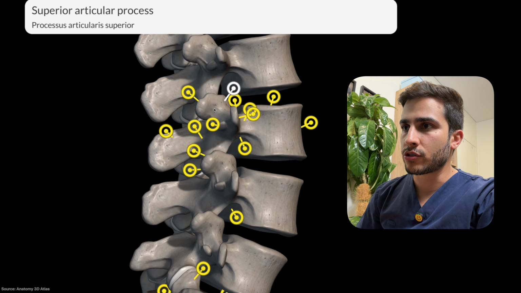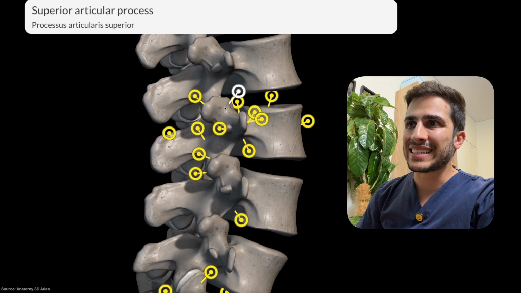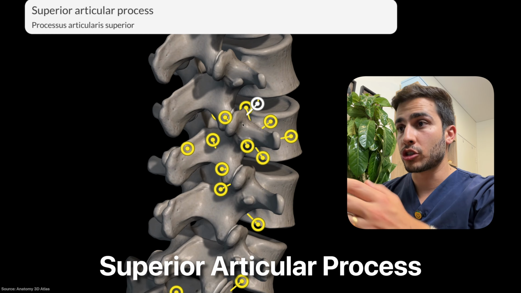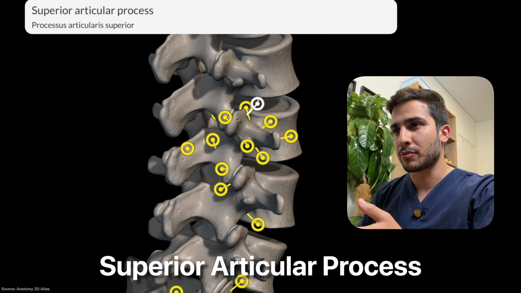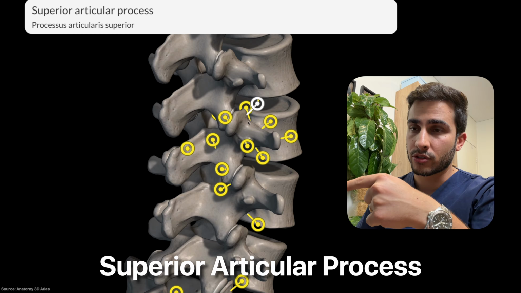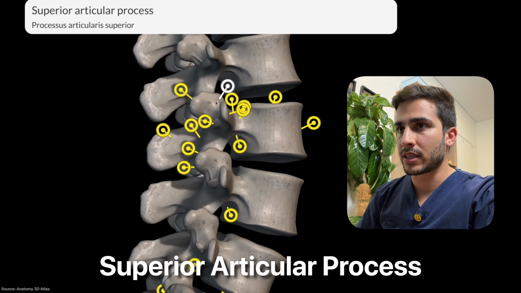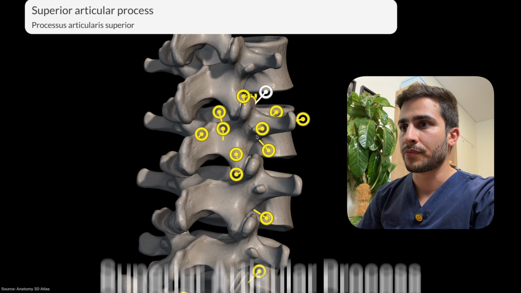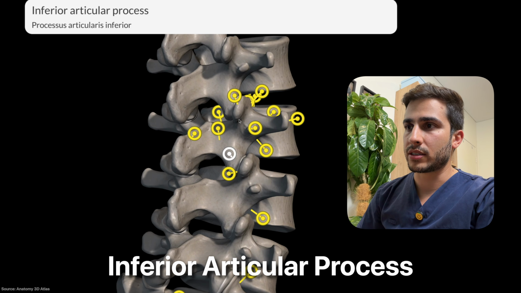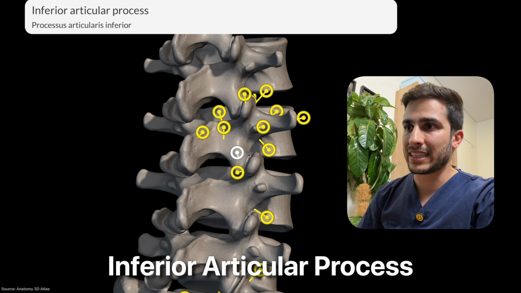First of all, this over here is the superior articular process, which is the superior aspect of the articular process of this vertebra, which interacts with the inferior articular process of the vertebra above. So that's the superior articular process. And if you go down over here, this is the inferior articular process. So superior and inferior.